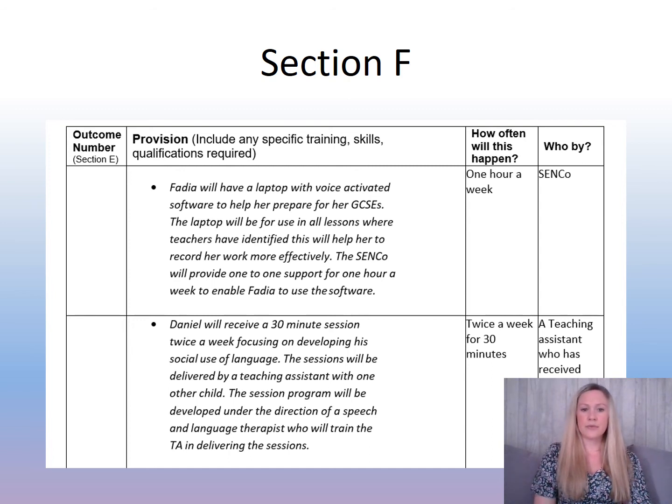The second example is Daniel will receive a 30-minute session twice a week focusing on developing his social use of language. The sessions will be delivered by a teaching assistant with one other child. The session programme will be developed under the direction of a speech and language therapist who will train the TA in delivering the sessions. So again, it's been specified that it will happen twice a week for 30 minutes and it will be delivered by a teaching assistant who has received training by a speech and language therapist.